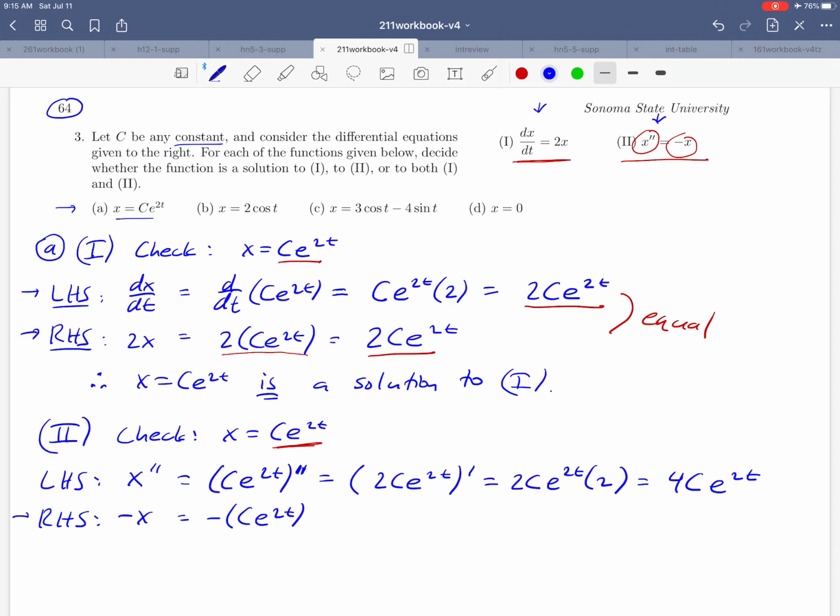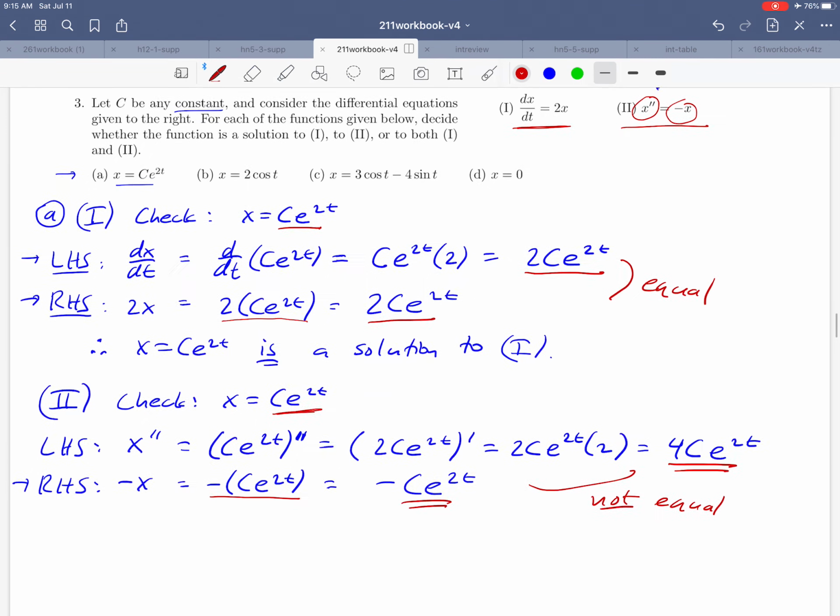Okay, and what about the right-hand side down here? Well, there, all we really have to do is to negate the value of x. So there's not much to do at all there. We could maybe rewrite it as negative c e to the 2t. And the question again is, did we get the same thing? Okay, this time we don't get the same thing on the left and the right-hand side. Those two things are not equal.